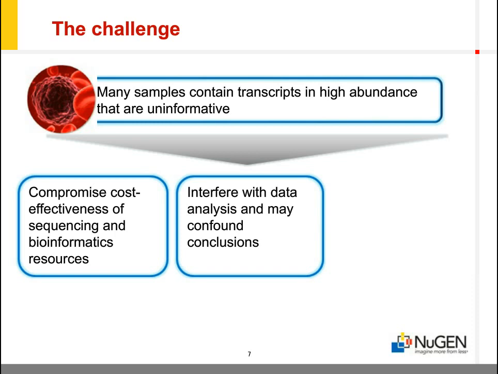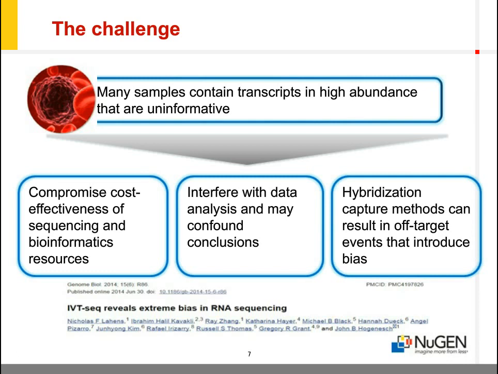Upfront transcription depletion methods, such as poly A selection and hybridization capture, have been designed to remove these uninformative transcripts. These techniques, however, require higher inputs, have limited effectiveness against degraded inputs, can introduce bias due to off-target effects, and are difficult to customize.